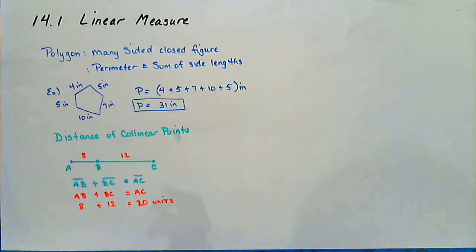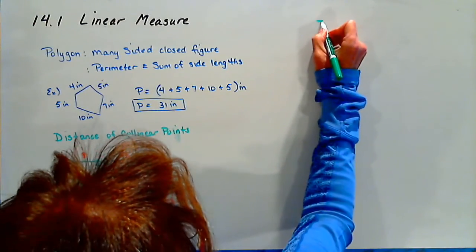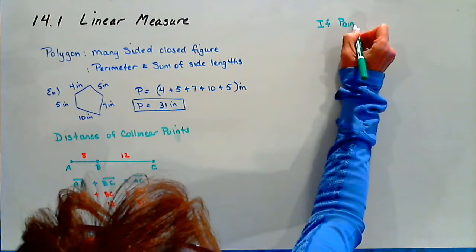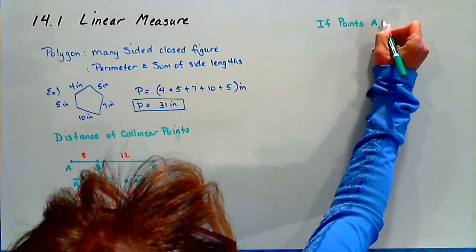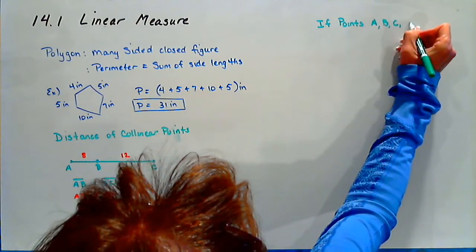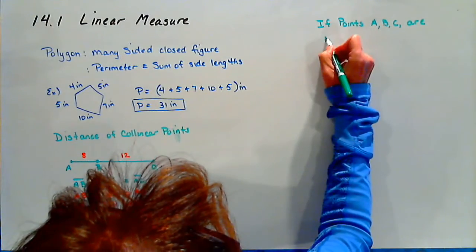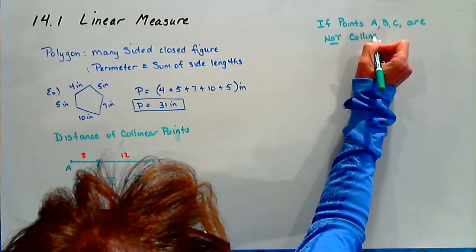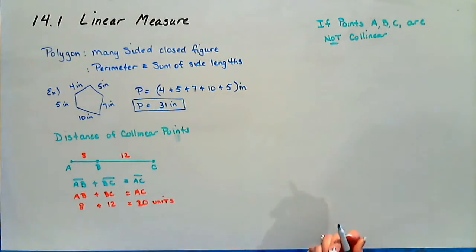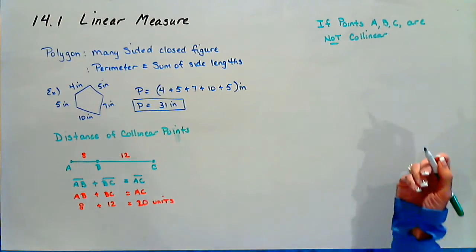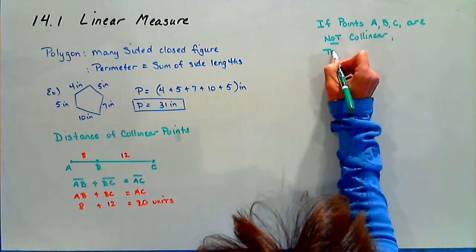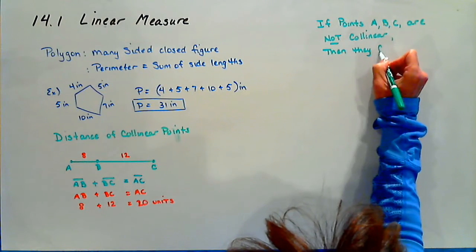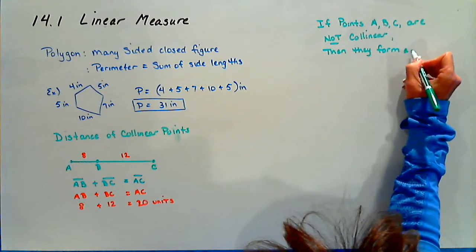Now, let's look at what it looks like if they're not collinear. If points A, B, and C are not collinear, then they form a triangle.